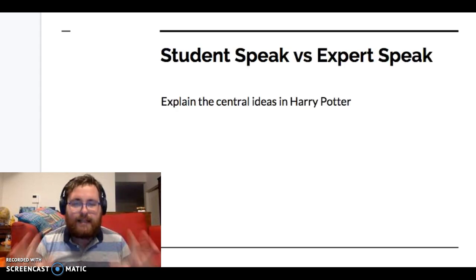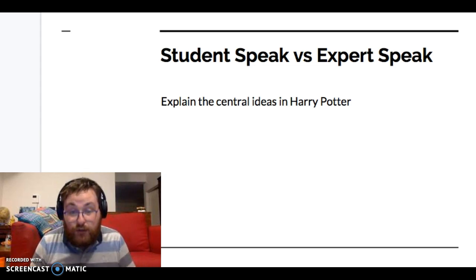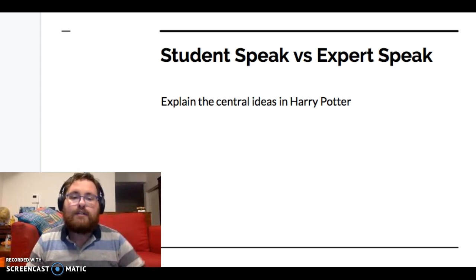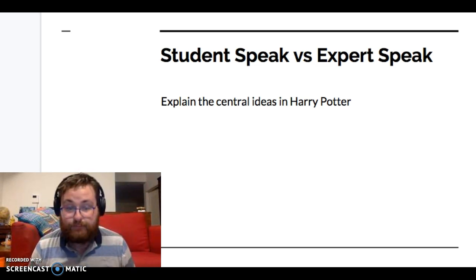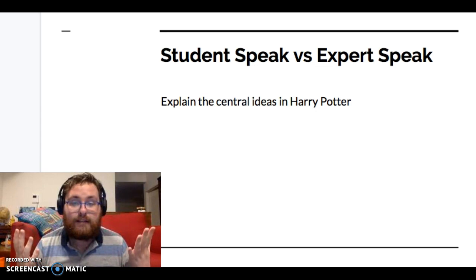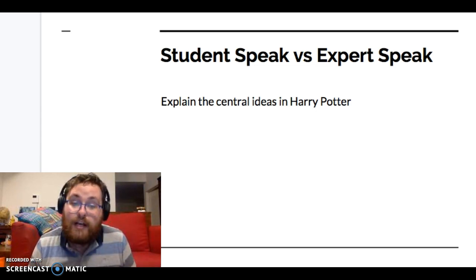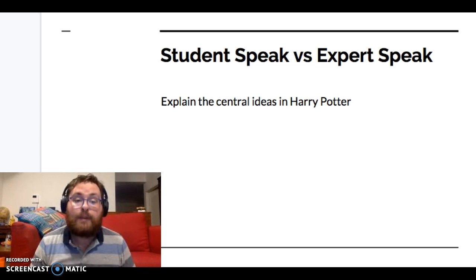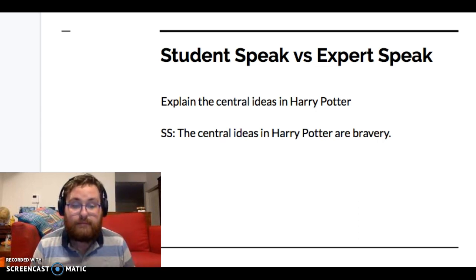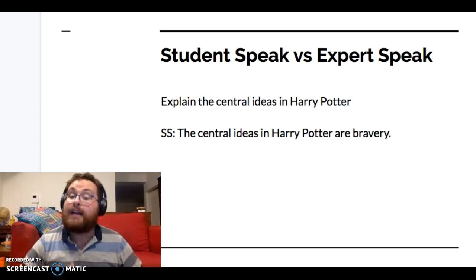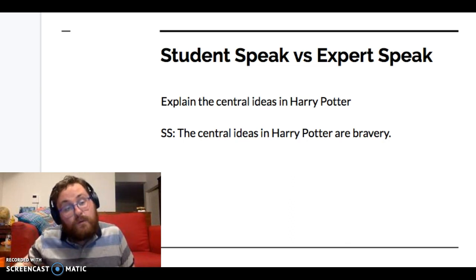So I said student speak and expert speak, and I'm going to look at an example of this. If the question was, explain the central ideas in Harry Potter, which is a pretty simple question, you need to pick a central idea or a theme in Harry Potter and talk about it. If you're answering that in student speak, your topic sentence could be, the central ideas in Harry Potter are bravery. Nice and simple, to the point. It answers the question and actually tells me what's going to be in it.